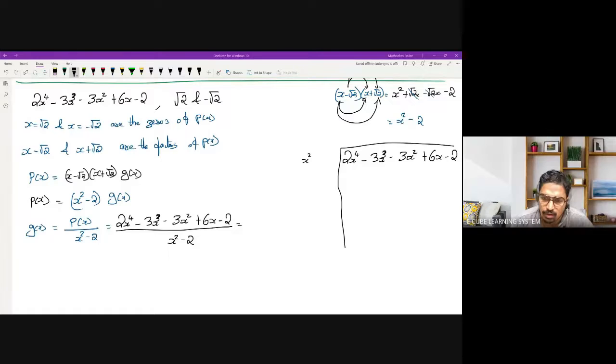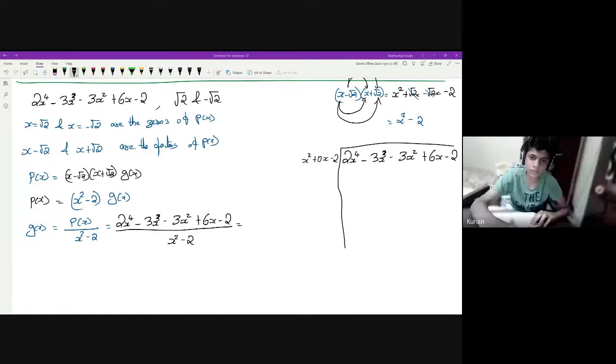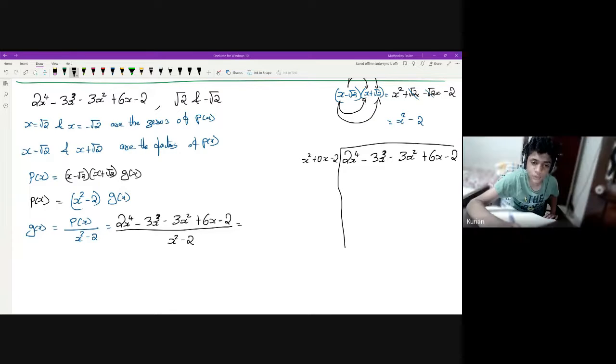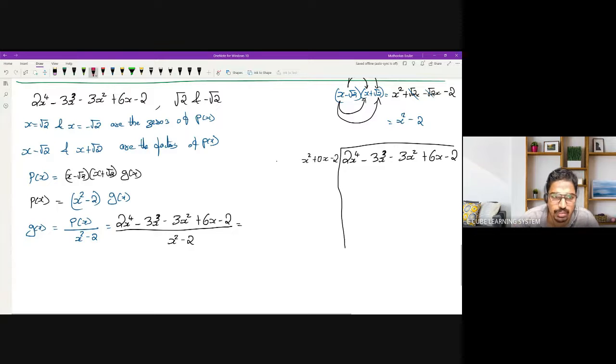Yes, sir. How we should standardize the divisor? X square plus 0x minus 2. What's the first quotient, Kurian? X square will be the first quotient. 2x square will be the first quotient. On multiplying, we get 2x raised to 4, 0x cube, minus 4x square. Right?